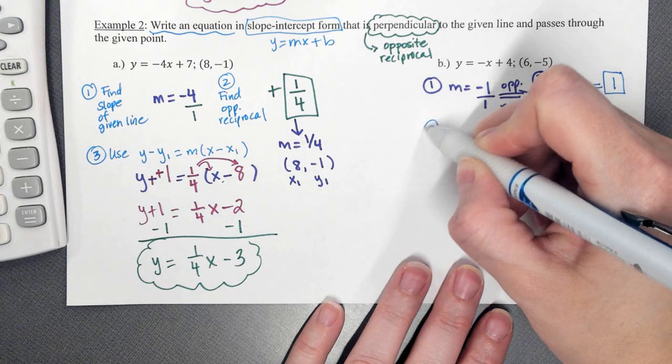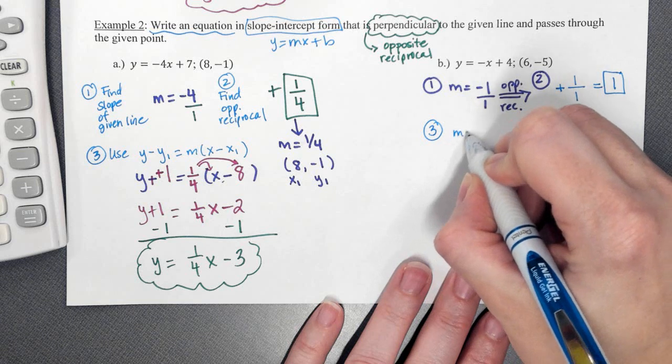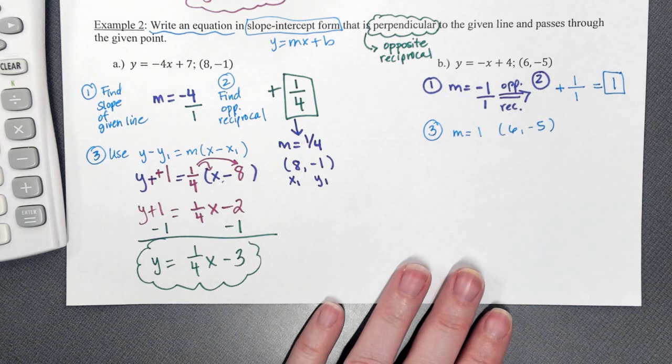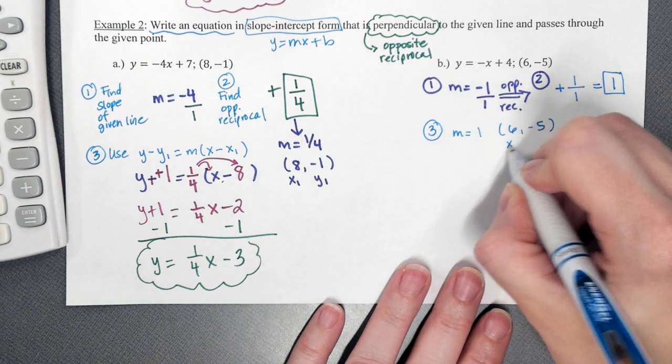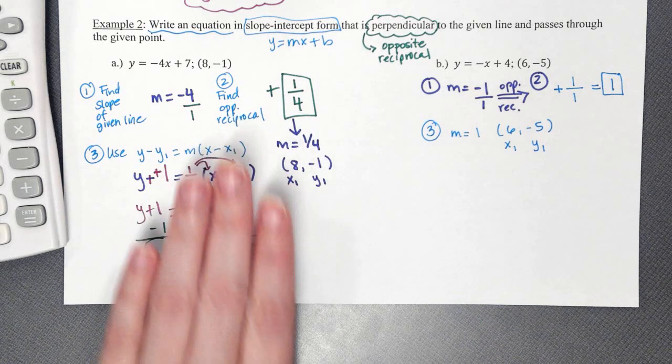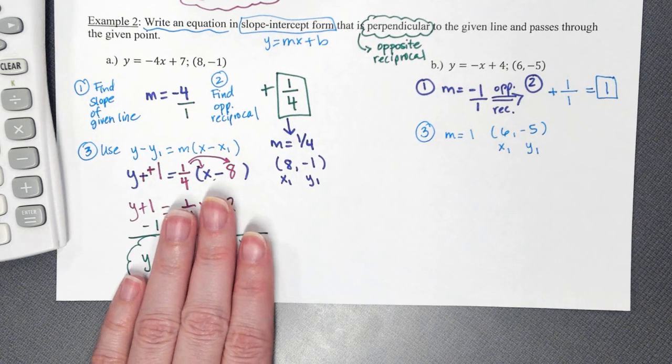Okay, so when you go to step 3, you're going to use m is 1, 6, -5. Okay, and then go ahead and plug that in.